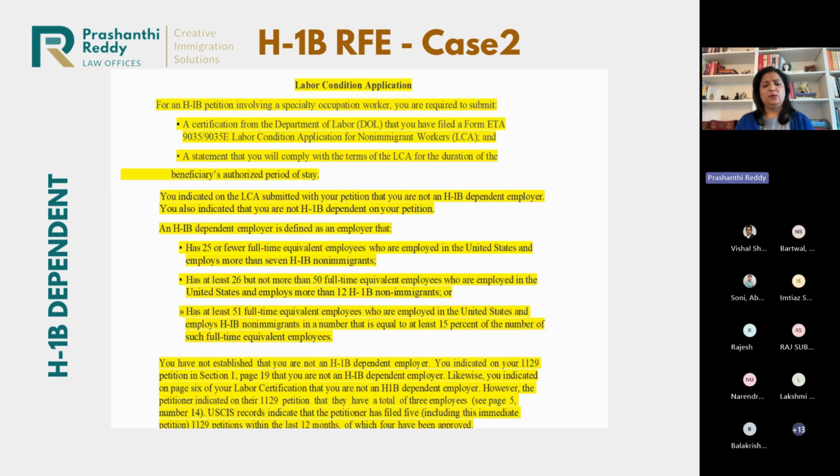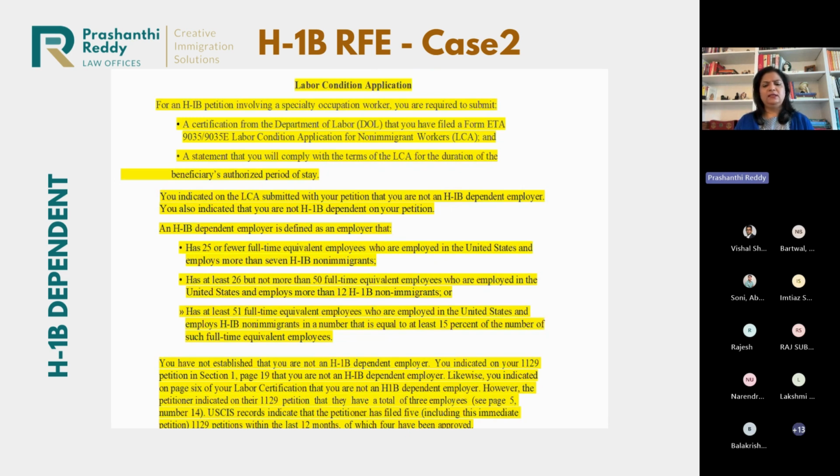If you have 26 or more full-time employees, then if more than 12 are on H-1B, you're dependent. If you have 51 or more full-time employees and at least 15% of them are on H-1B, then you are dependent. So if any of these apply to you, then you have to mention in your LCA specifically that you are H-1B dependent, and you have to attest that you have followed certain rules with reference to H-1B dependent employers. So there is a special tick mark that you have to check for H-1B dependent employers.